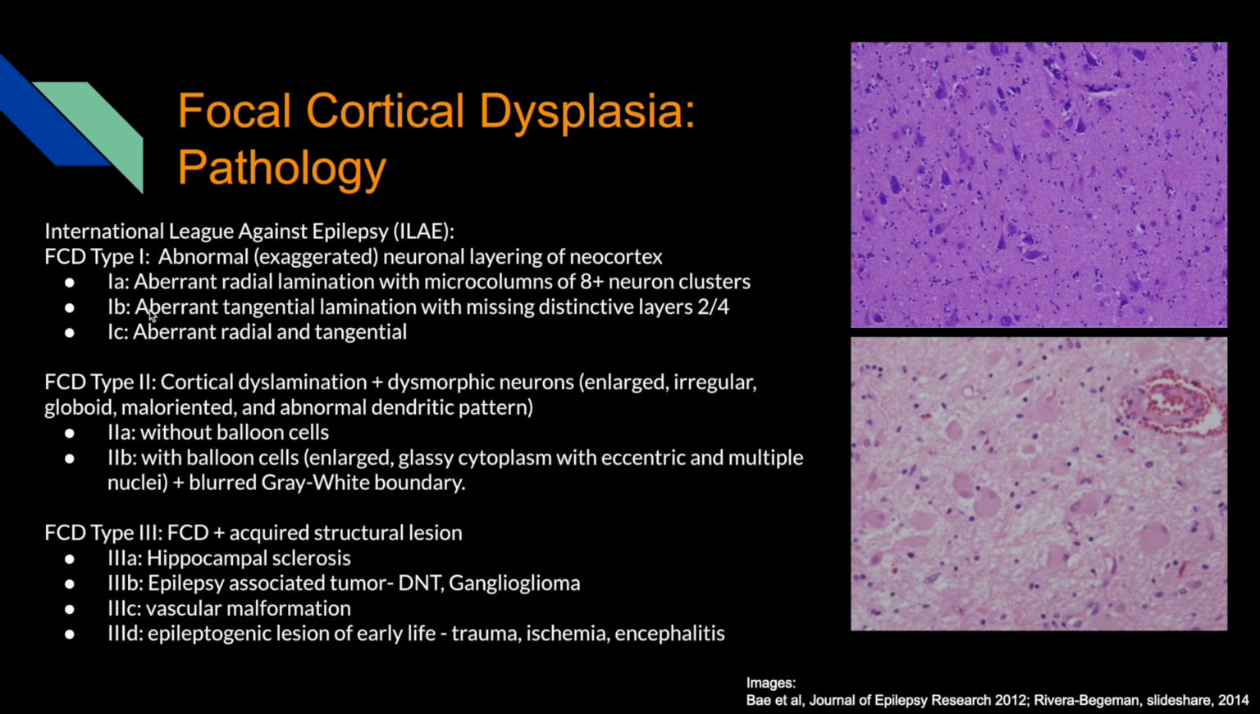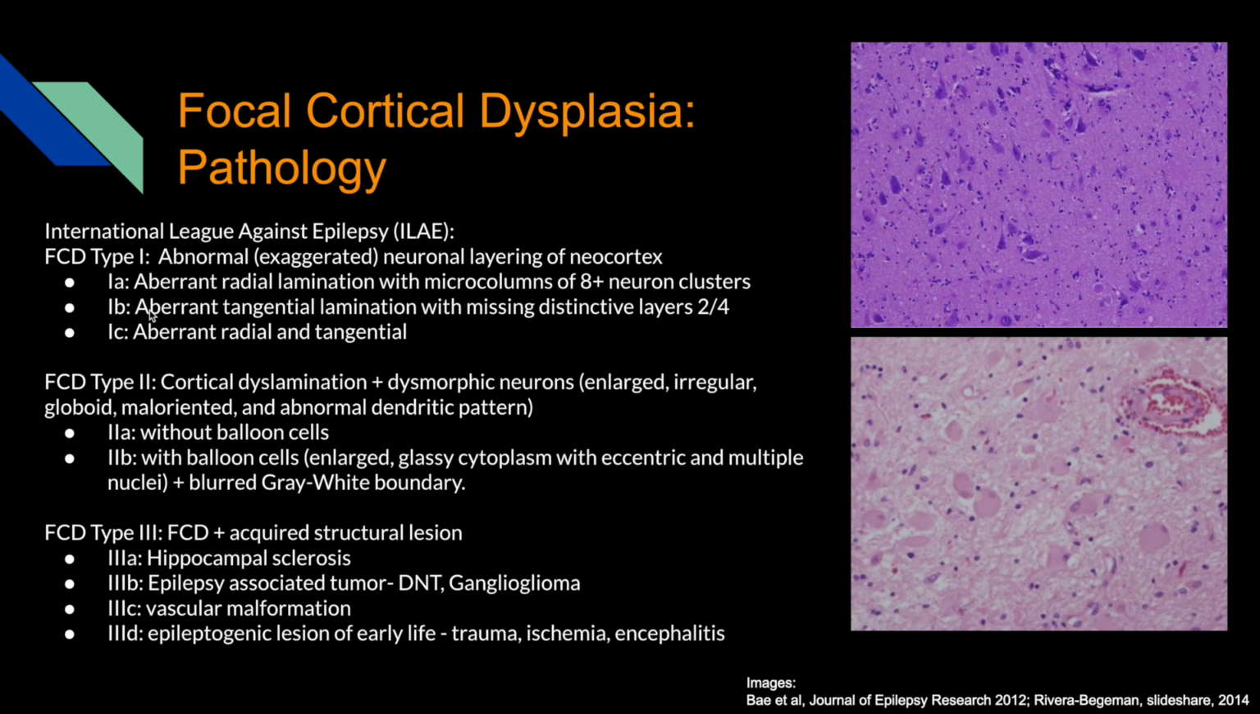When those neuronal clusters have this sort of tangential orientation with the brain's surface, or when you're lacking layers 2 and 4, which are your granular cell layers that come from the tangential migration, this would be a type 1B, and when you see both of those, you have a type 1C. Focal cortical dysplasias, type 2 again, you see these large dysmorphic neurons in addition to this dyslamination pattern.